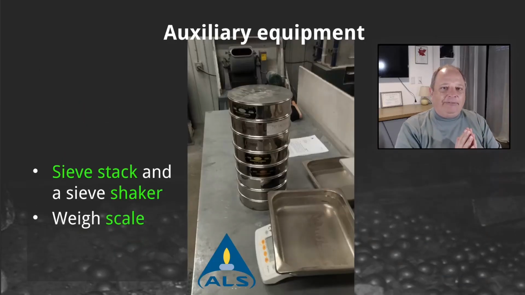The lab needs a little bit of auxiliary equipment. So in this picture from ALS in Kamloops, we've got a sieve stack off on the right, which is just out of the picture here. There's a sieve shaker or rotap if you prefer, and you need a weigh scale. So you don't need a lot of really specialized equipment other than this ball mill apparatus and the sieve set.